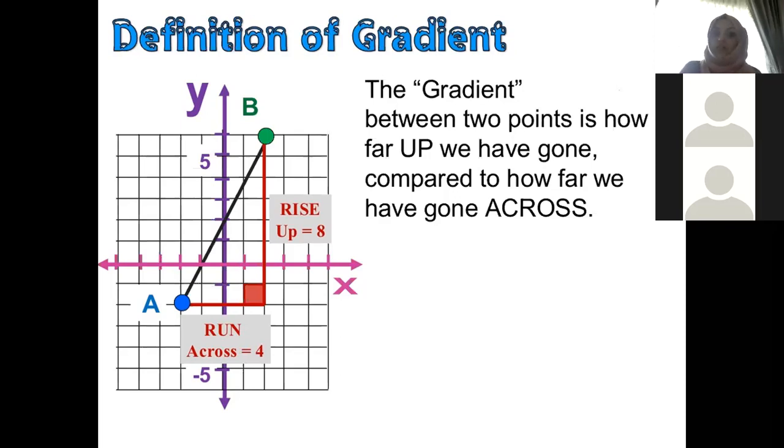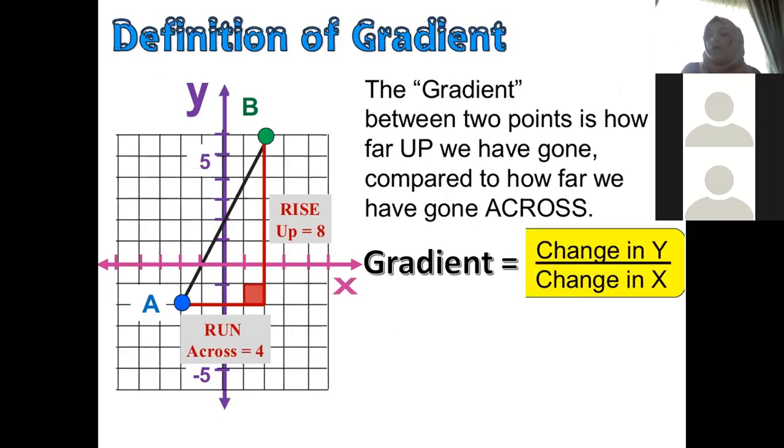So if we just went up على الجريد اللي we have, we just went up 8 units, and how many units across? That would be 4. So we just say that this is the change in the y-axis divided by the change in the x-axis, and that means 8 divided by 4. وهذا الgradient is 2, positive 2.